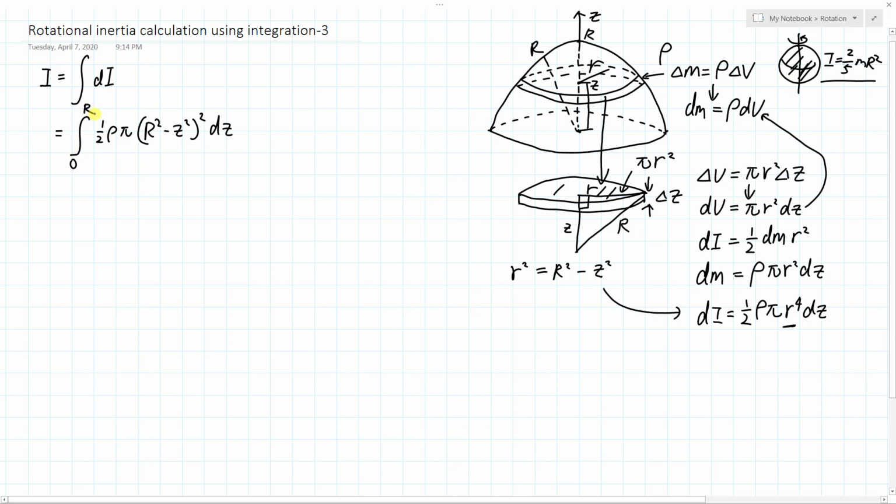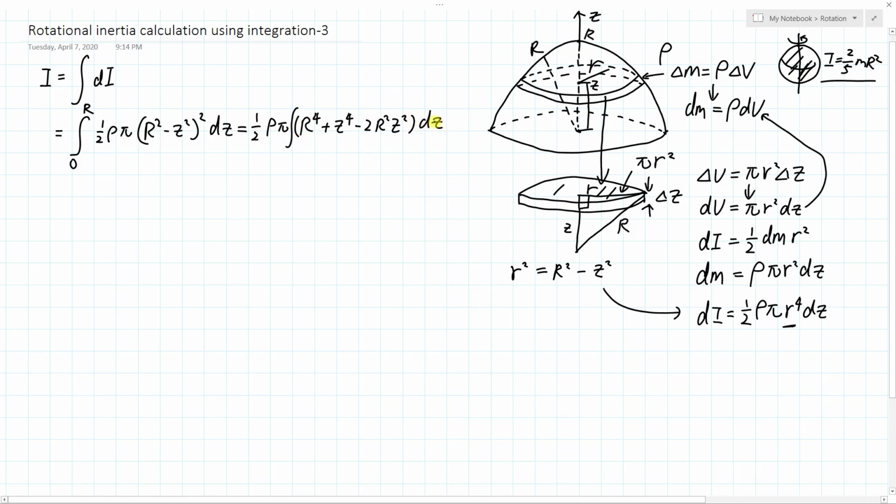All right, so now let's integrate. We need to expand this term. Right, so let's do 1/2 rho pi. So R squared squared, R to the fourth power, z squared squared, z to the fourth power, and the cross term with a negative. Okay, so those are the terms.